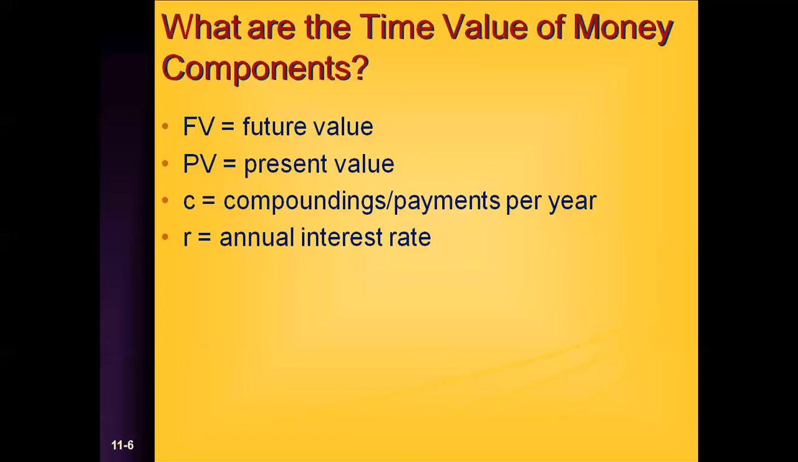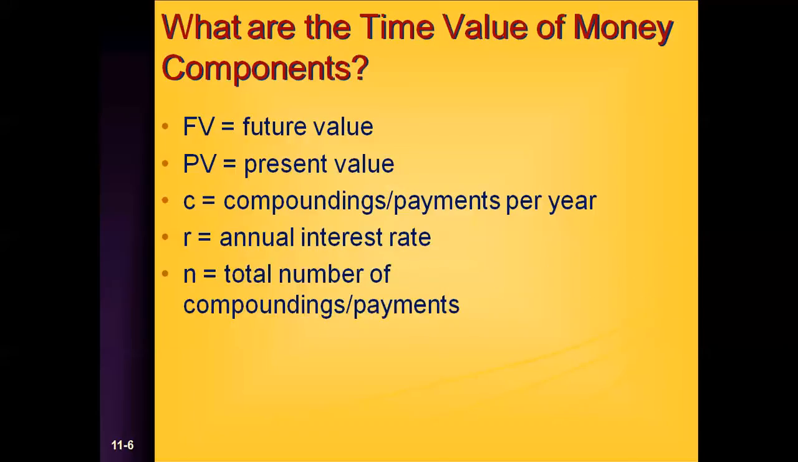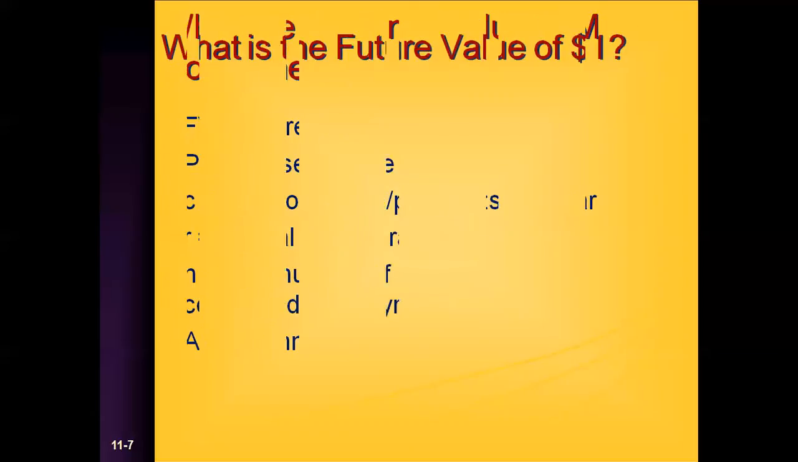Then you have the annual interest rate that you're going to be paid on an investment, and then the total number of compounding payments. And the term ANN, A capital N, refers to something called an annuity, which we are going to talk about a little later in this chapter. But make sure you get all of this in your notes. It's going to be helpful to you as we move through the chapter.